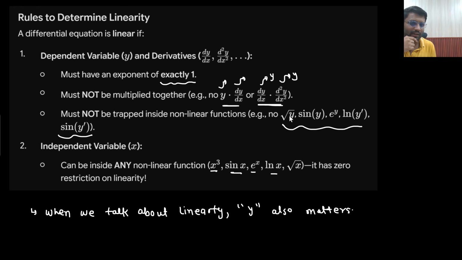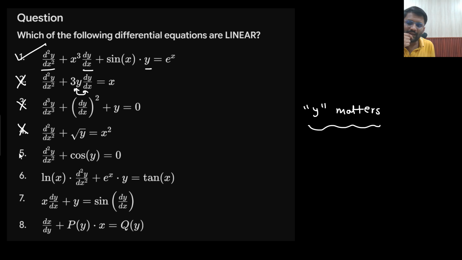Right? Under root y is a problem. Cos y is a problem. Is there any problem here? d2y by dx2, no issue. Multiplied with ln x, who cares? It is a constant. y multiplied with e to the power x, who cares? Constant. This is also constant, no issue. x multiplied with dy by dx, who cares? A function of x could be multiplied, but here there is an issue. dy by dx is trapped inside a sine.